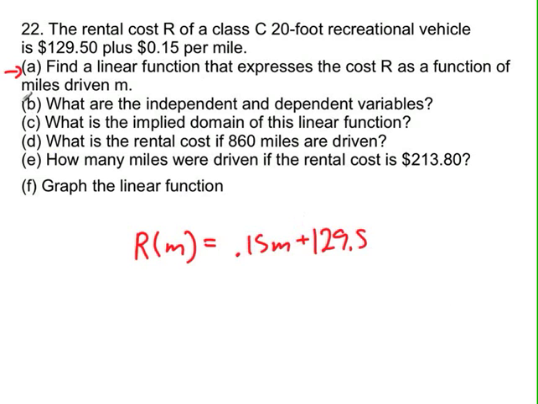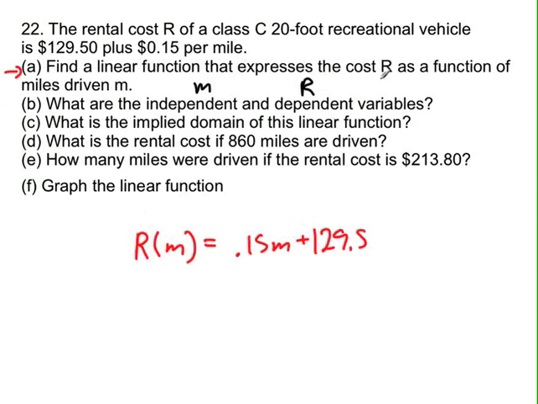Okay, and then the next one, it says, what is the independent and dependent variables? Well, the independent variable is always what the function is made up of. So it's a function of m. So the function depends on m. So the dependent variable is going to be R, which means the independent variable is going to be m.